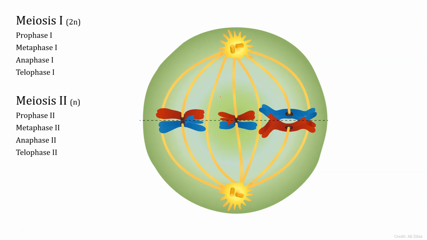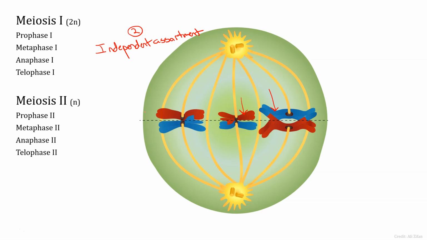Note here on the figure that sometimes the red chromosome is on this side, other times the blue chromosome is on this side. This is another important reason why you and your sibling, if you have one, are genetically unique. This is called independent assortment. And independent assortment is reason number 2 for the unique features of gametes.